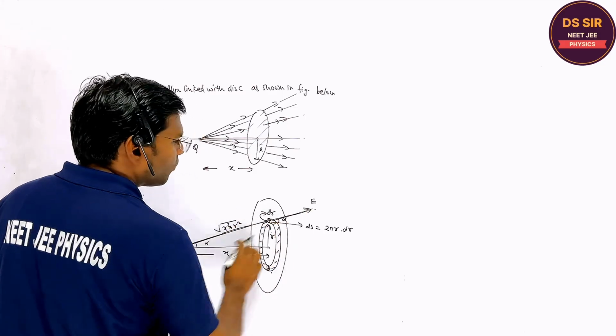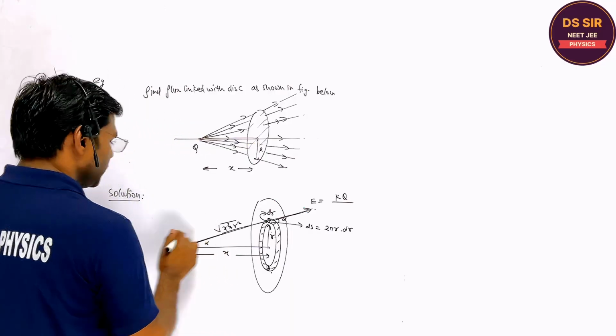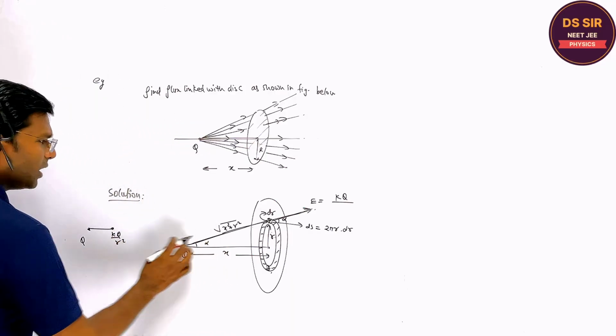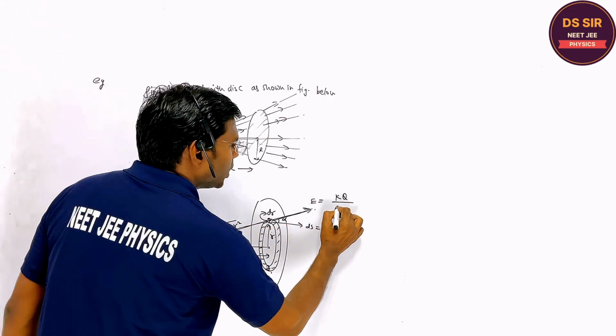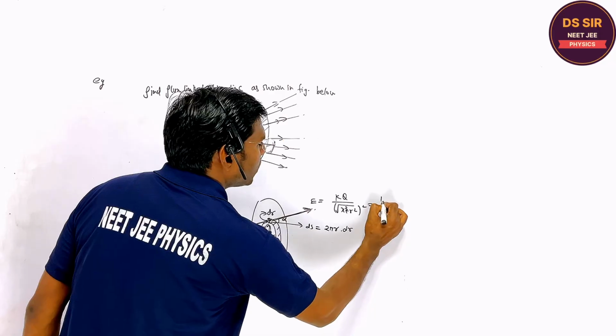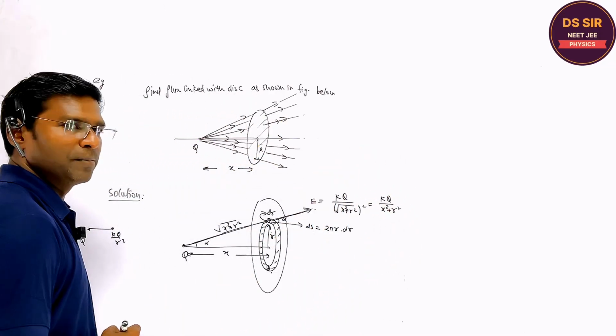So at this point, what will be the electric field? Due to the point charge, the electric field is nothing but kq upon r square. Here this is the distance r, so it is kq upon the square of root over x square plus r square. That is, kq upon x square plus r square is the electric field.